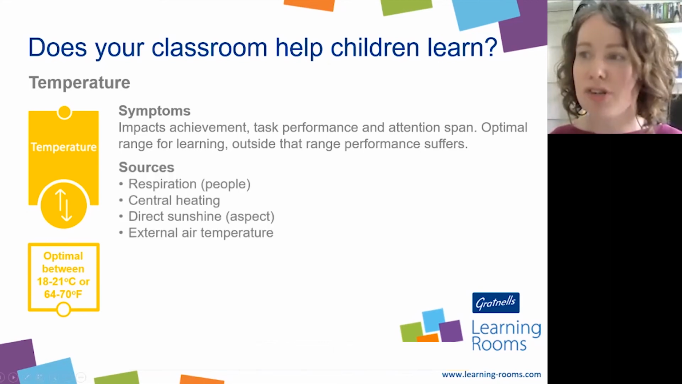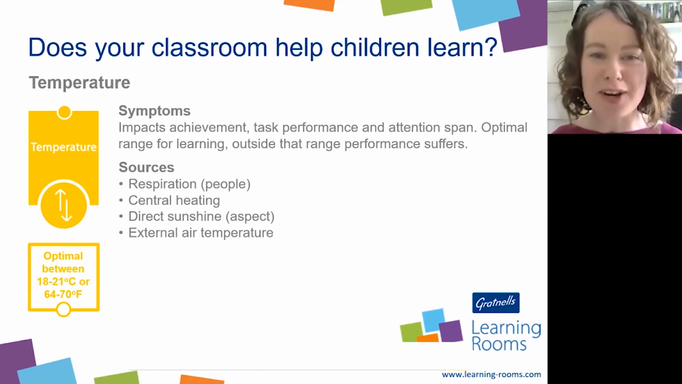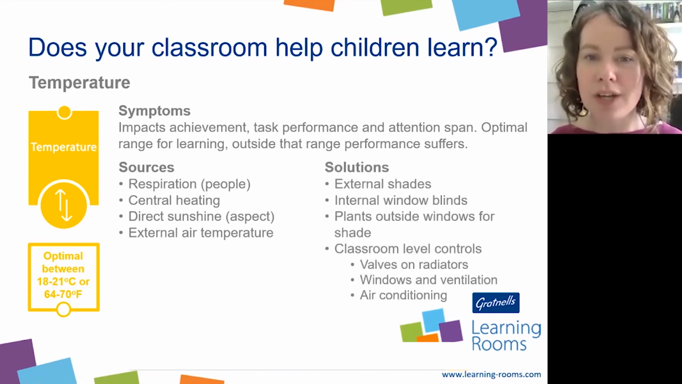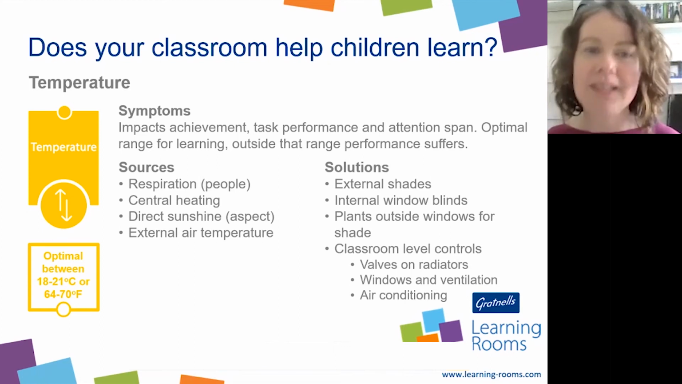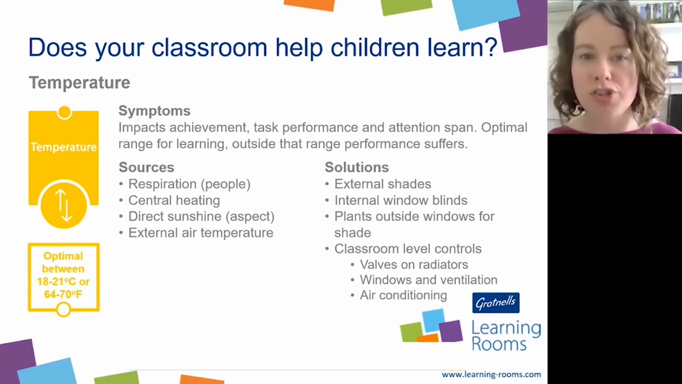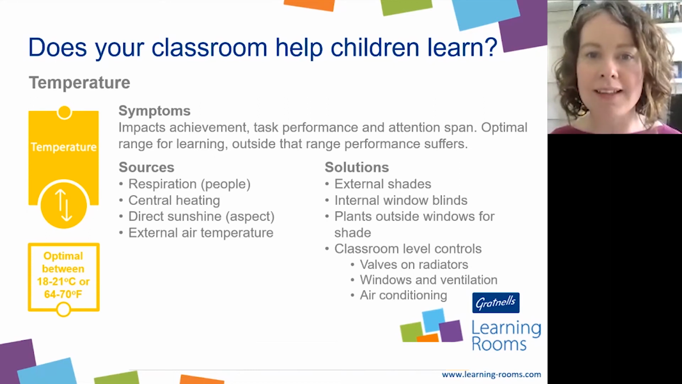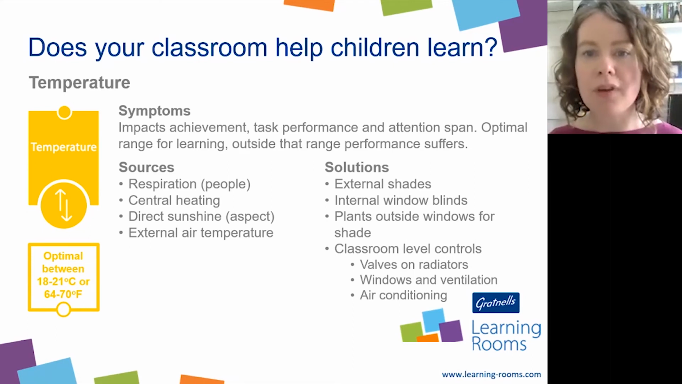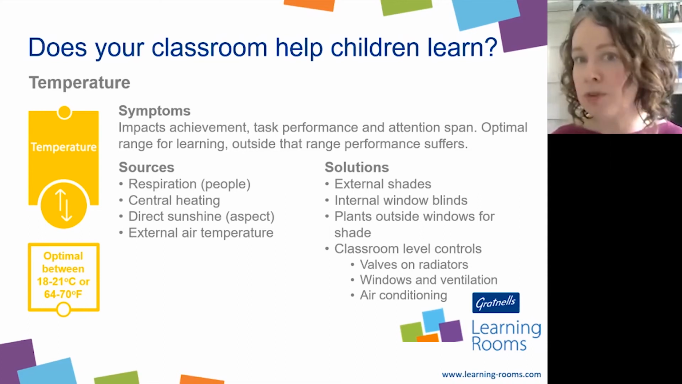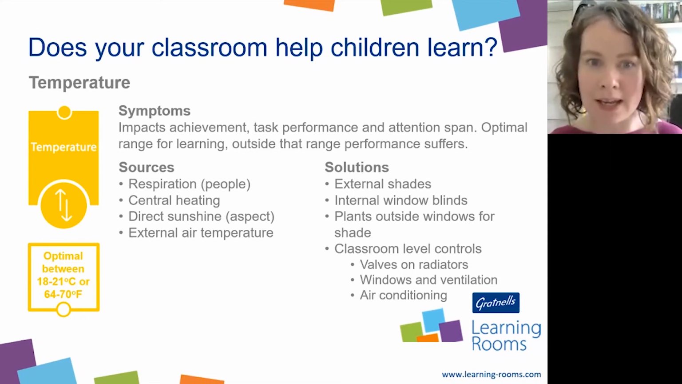So the sources of temperature are pretty obvious. I'm not going to run over those, but in terms of solutions, they can either be at the building level with external shades for south-facing windows, or internal blinds coupled with ventilation can help reduce the problem. You can also put shrubs or planters outside south-facing windows, and they provide some shading and help to reduce the sun heat gain.